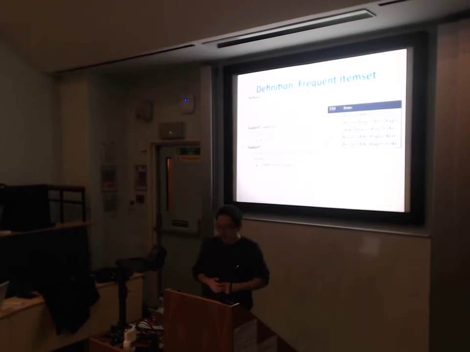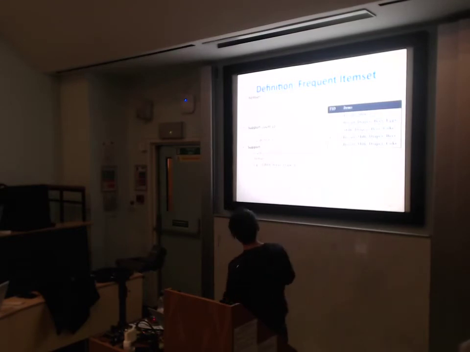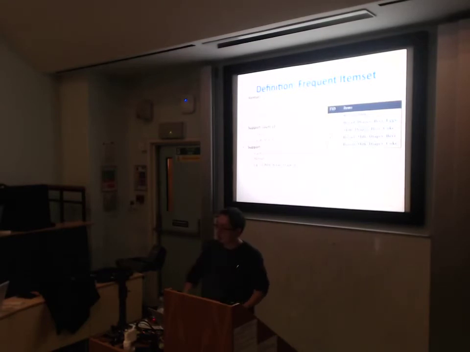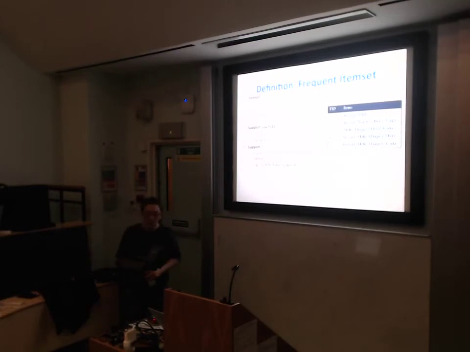And the support is the fraction of transactions that contain the itemset. Here we have 5 transactions, so the support is 2 out of 5. From the probabilistic perspective, what does support mean? If I ask you what probability you in fact calculated, the fraction of transactions that contain the itemset, what does it mean in a probabilistic way?